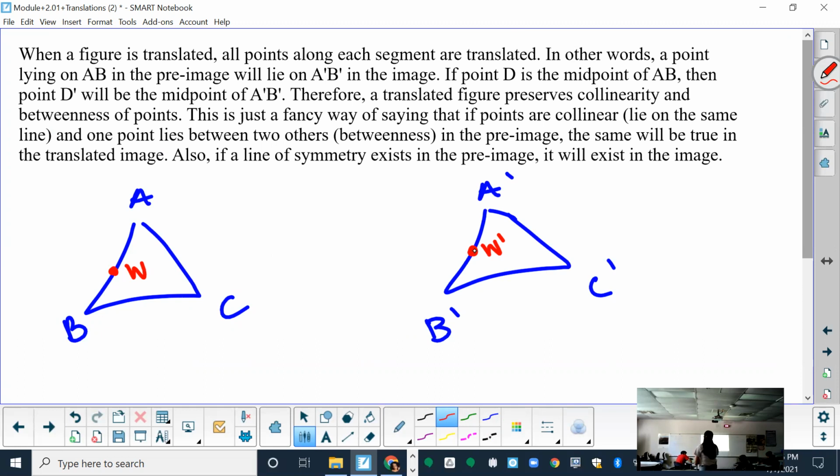So if there's a line of symmetry in the first image, so a line going down the middle for axis of symmetry, there will be an axis of symmetry in the translated image. All right, so the only thing I would highlight here that sums everything up would be this part. If points are collinear, meaning they lie on the same line, and one point lies between two others, it will be true in the translated image.